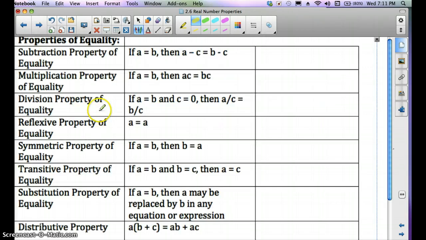So here are the properties of equality. I think this might be in your packets, hopefully. If it's not, then write it in your notebook. So pause the video and write this down. When you unpause it, we're going to go over some examples.